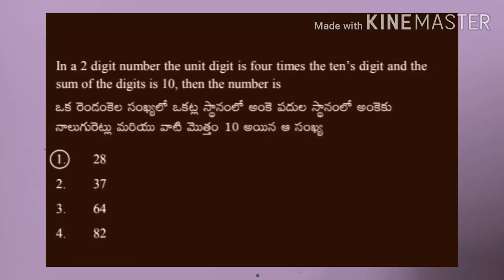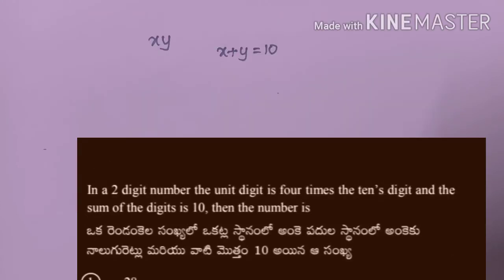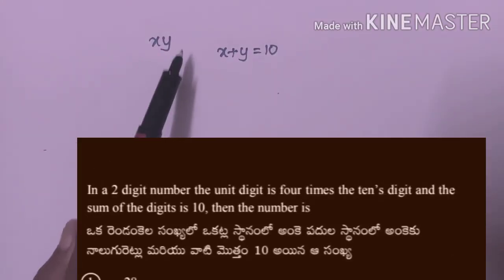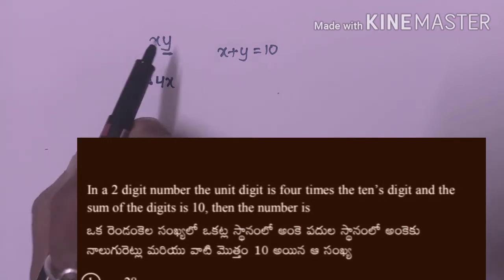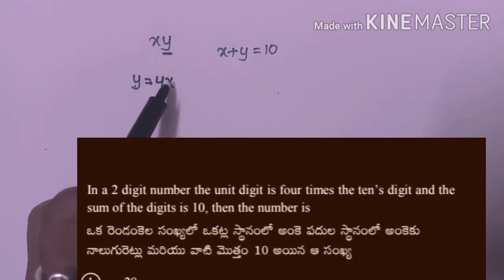In a 2-digit number, the unit digit is 4 times the 10th digit and the sum of the digits is equal to 10. Then the number is, options are 28, 37, 64, 82. So given that in a 2-digit number, here we have a 2-digit number which is taken as xy. Given that the units digit is equal to y, tens digit is equal to x.